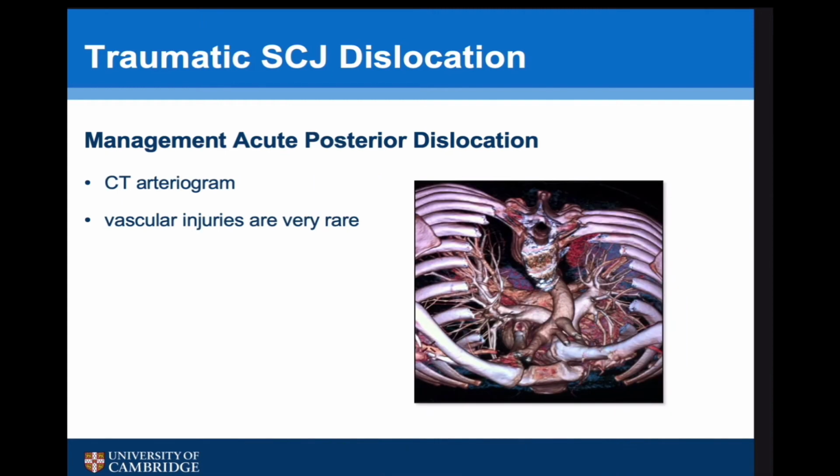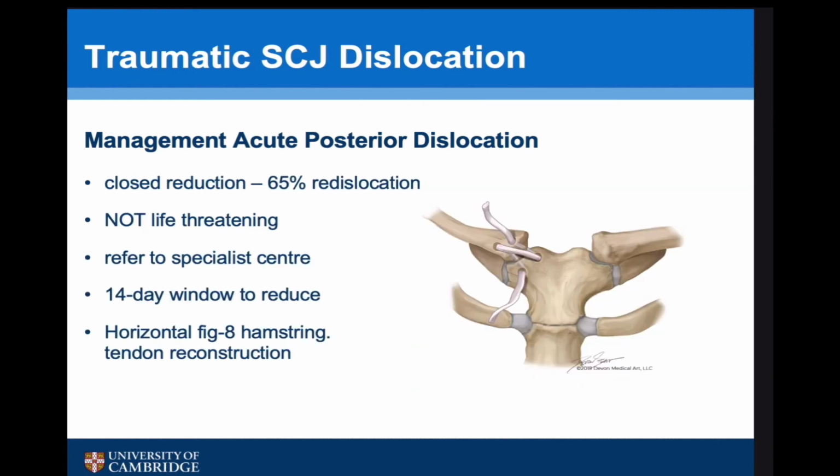An acute posterior dislocation is in some ways a much more serious injury. I'd say it's absolutely essential not just to do a CT scan, but to do a CT arteriogram to look for any associated vascular injuries. In fact, these are very rare, but it's important to do this scan just to assess exactly what's going on, and particularly when referring a posterior dislocation to any unit such as ours, we'd always ask for a CT arteriogram rather than just a straightforward CT scan.